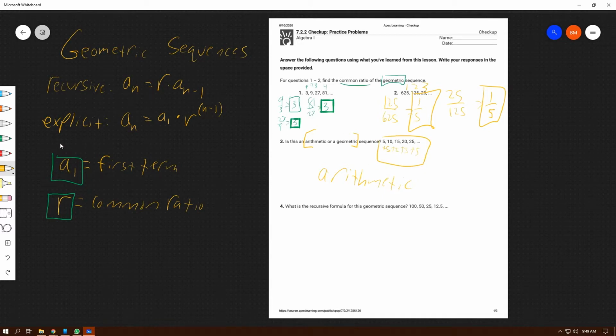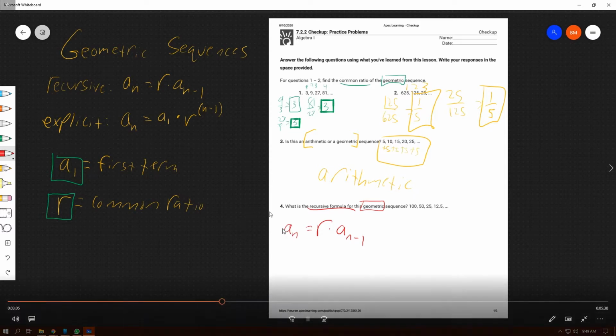Alright, so the next question is telling us it's a geometric sequence. They want the recursive formula. So what do we need for the recursive formula? Well, all we need is the common ratio. That's it. That's the only part we actually need to plug in for and find is the common ratio.